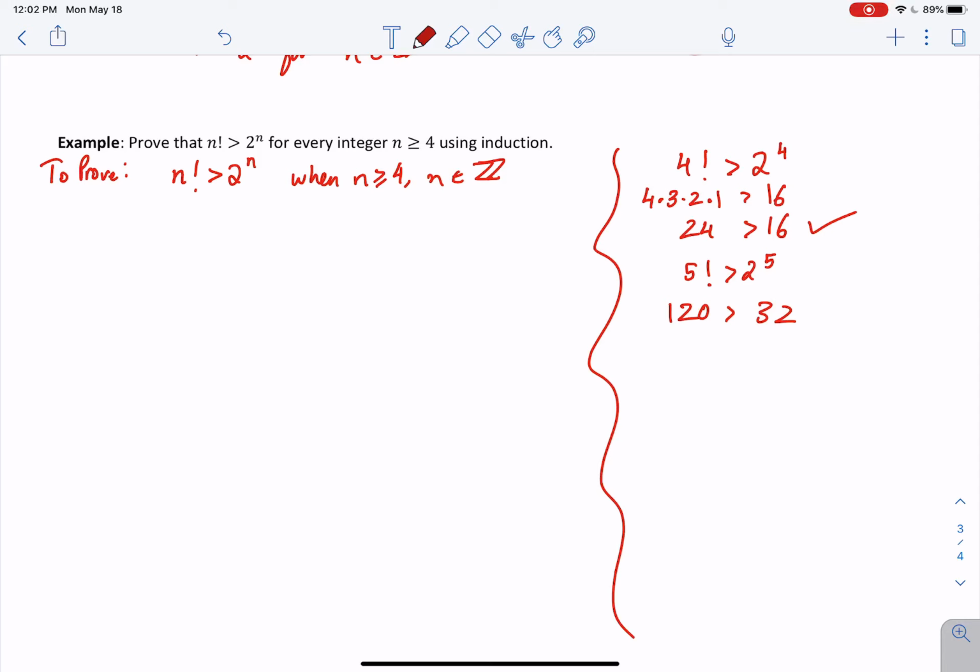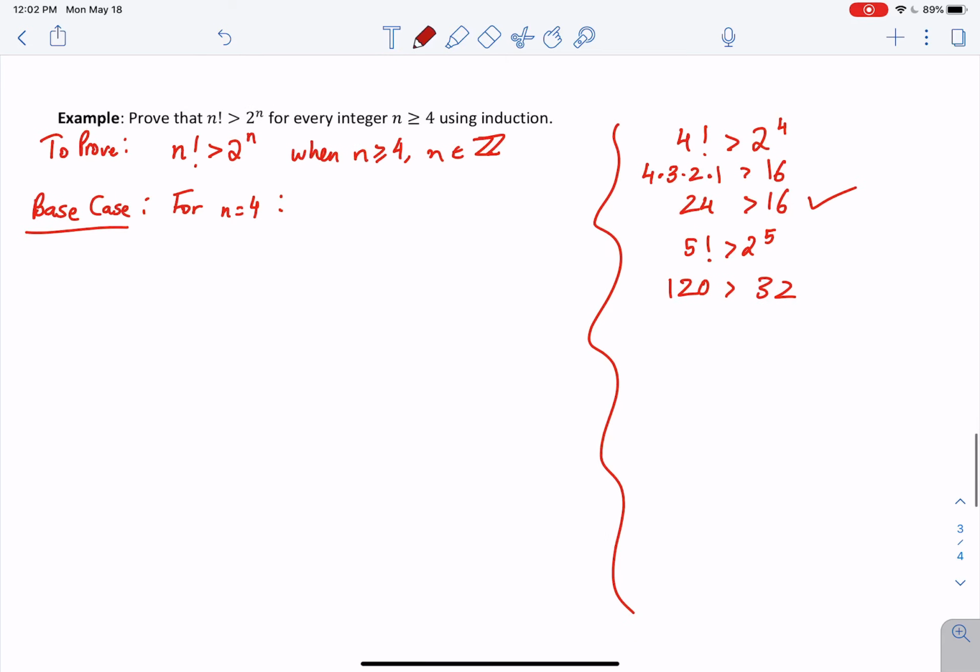powers of 2 here. So starting off, base case. You got to be careful here. The base case is n equals 4 because that's the first thing that satisfies these conditions. N is an integer that's bigger than or equal to 4. So our base case is when n equals 4, not when n equals 1. I can show 4 factorial equals 24, which is bigger than 2 to the 4, which is 16.